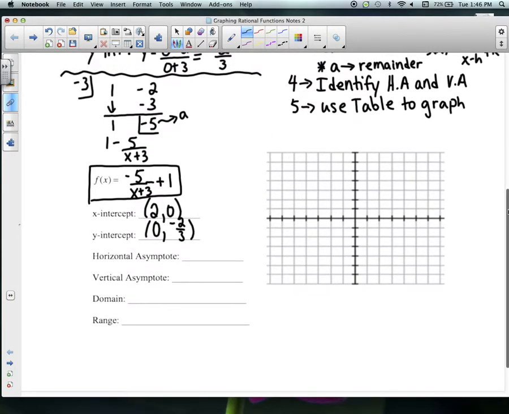All right, so in this case, our horizontal asymptote is going to be y equals 1 because that's the outside number. And you might as well graph that right away. Our vertical asymptote comes from the fact that we're going to the left 3, so it's going to be x equals -3. Again, graph it right away. And then remember, you really can do your domain and range from here immediately.